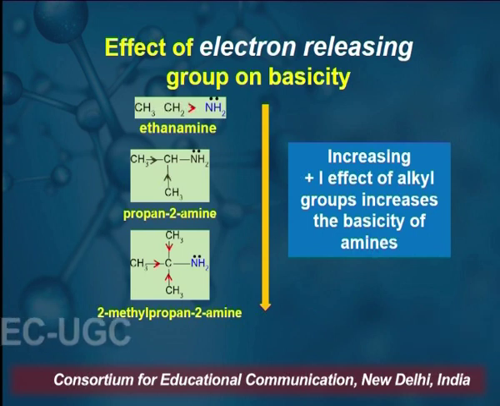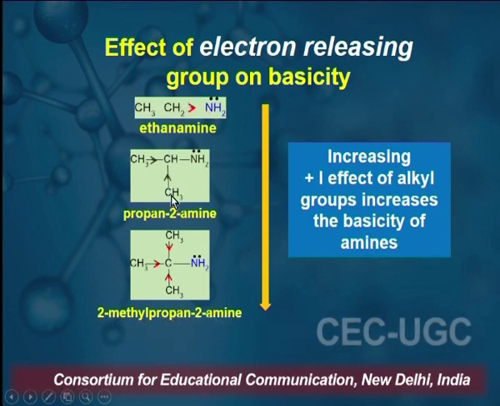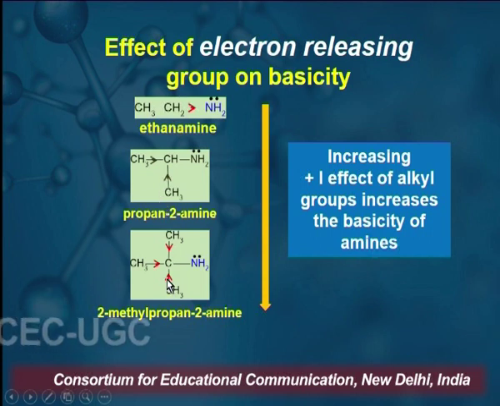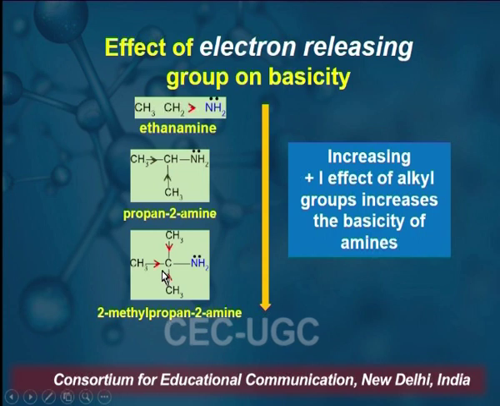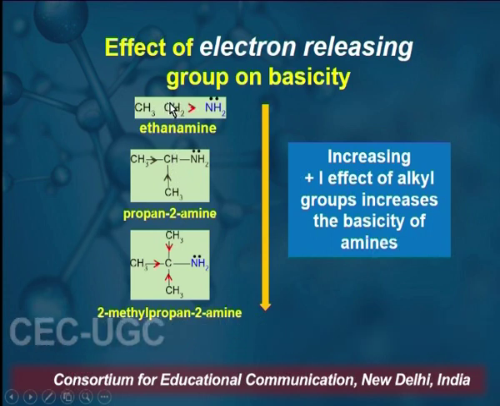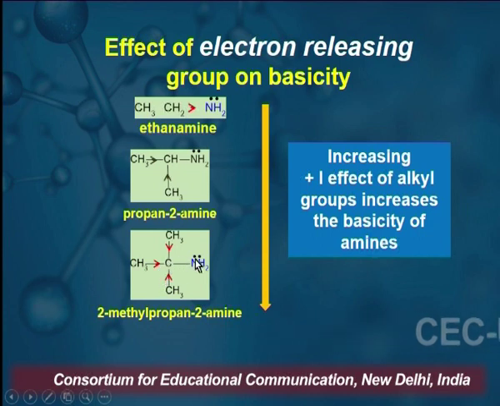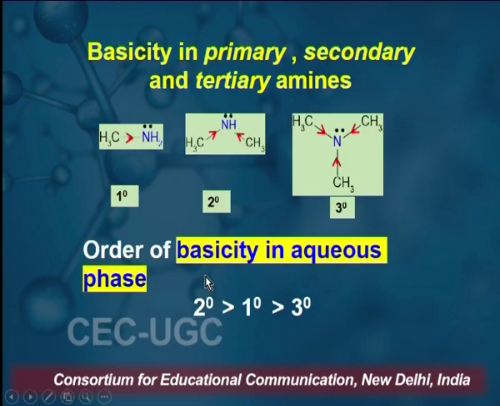Now, as you can see in this slide, we have amines, the NH2 group attached to different types of alkyl groups. This is ethyl group, this is isopropyl, and this is a tertiary butyl group. Now, alkyl groups have a plus I effect, they release electrons. So, the plus I effect of tertiary butyl is more than isopropyl, which in turn is more than ethyl. So, increasing plus I effect will increase the electron density on nitrogen, and therefore, the basicity will also increase with an increase in the plus I effect of alkyl groups.